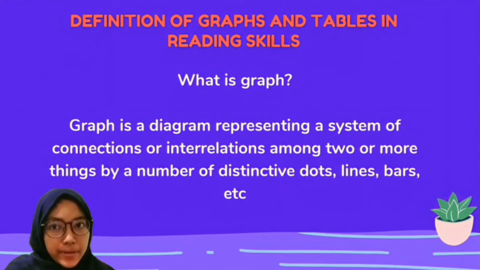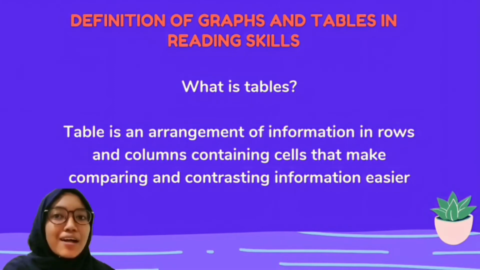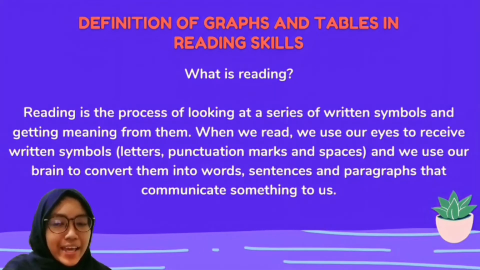First, what is a graph? A graph is a diagram representing a system of connections or interrelations among two or more things by a number of distinctive data, lines, bars, etc. What is a table? A table is an arrangement of information in rows and columns containing cells that make comparing and constructing information easier. What is reading?